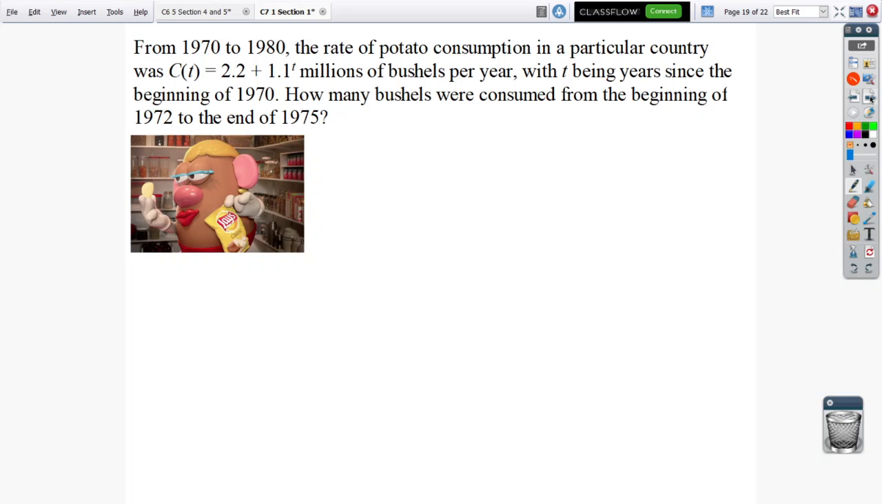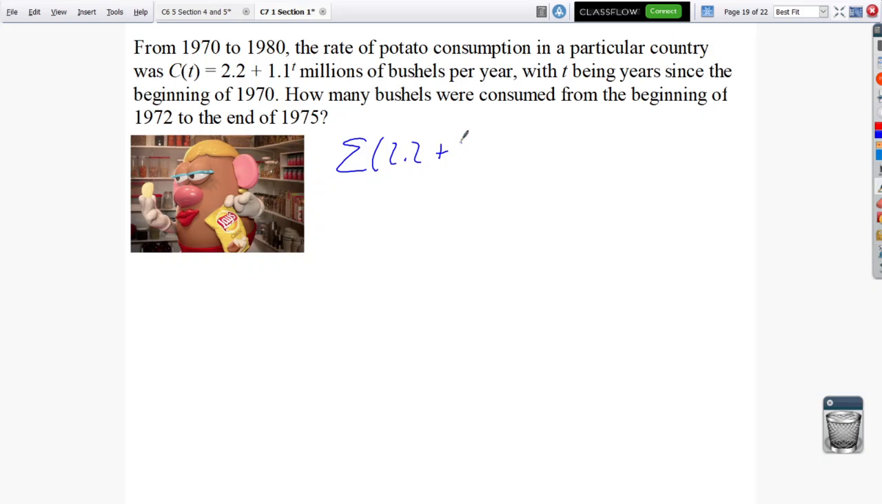How many bushels were consumed from the beginning of 1972 to the end of 1975? What the previous slide was saying was, in order to find this summation, you want to find out the rate over a short period of time. That summation is going to be the sum of 2.2 plus 1.1 to the c sub k delta t. Now looking at that, we know that we want to have infinite subdivisions. So we just see a rate of millions of bushels per year. We're going to rewrite it as an integral to accumulate that rate.